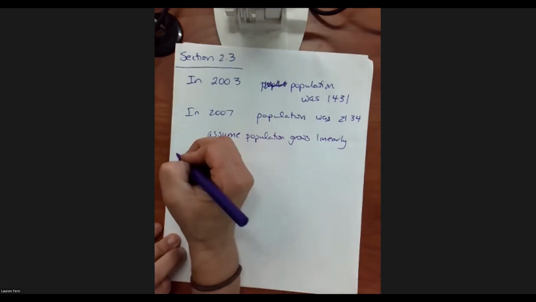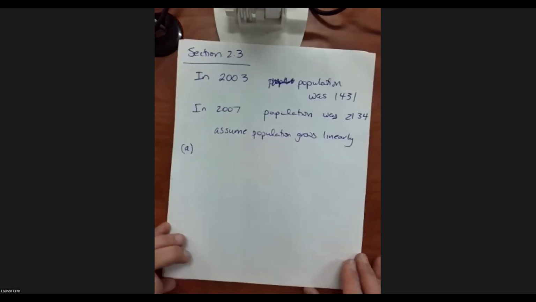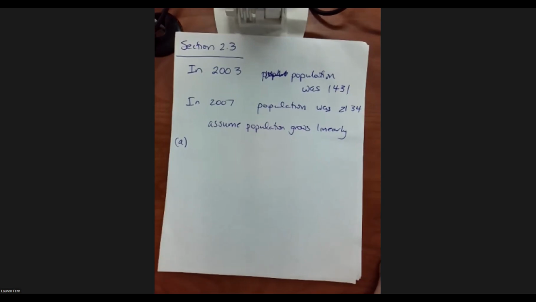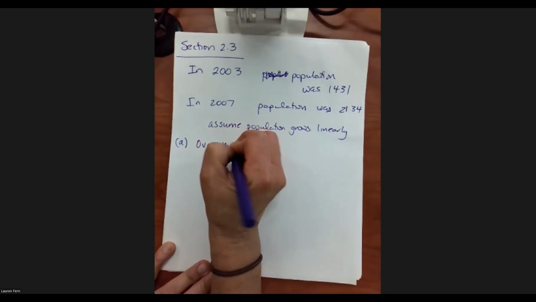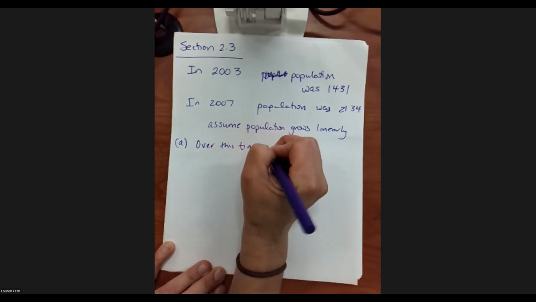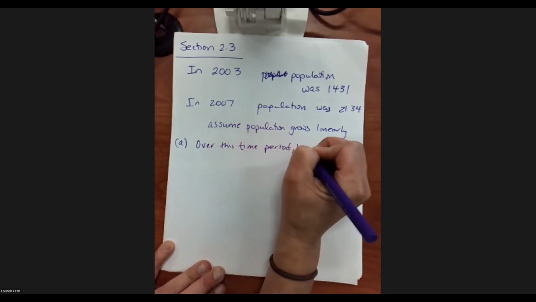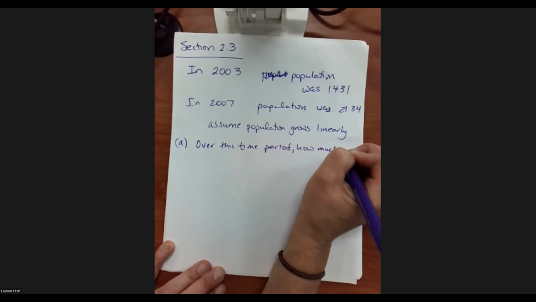All right, I'm just going to ask you some various questions. They're not trick questions. I just want to present all of the different ways of looking at this. So over this time period, how much did our population grow?